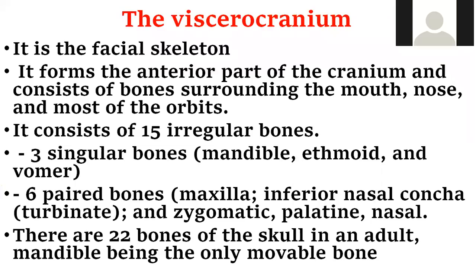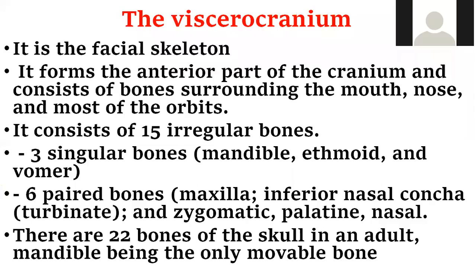It forms the anterior part of the cranium, and it consists of bones surrounding the mouth, the nose, and most of the orbits. I'm sure when we talk about orbits, we are referring to the eye. For this part, there are 15 irregular bones that form the visceral cranium. We have 3 singular bones, and those singular bones are the mandible, the ethmoid, and the vomer bones.